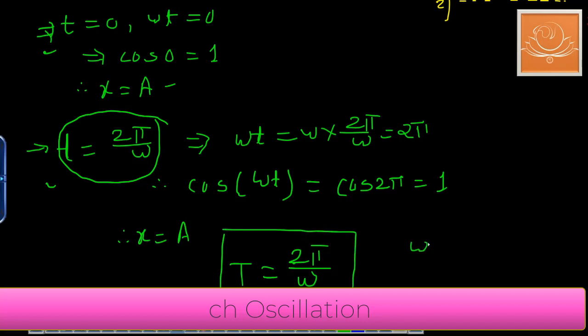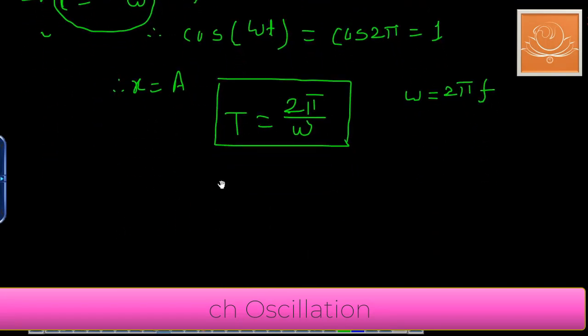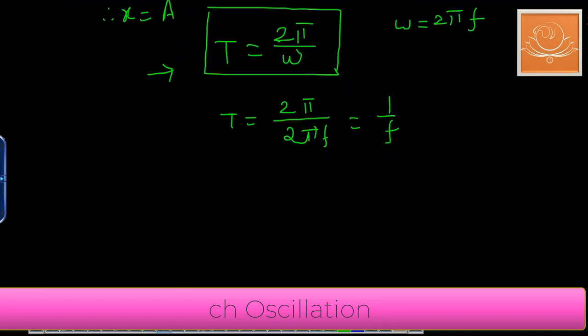Now see, this omega is nothing but 2 pi f. Hence, this equation becomes t equal to 2 pi divided by 2 pi f, which is equal to 1 by f. F is a frequency, because period and frequency are the reciprocals of each other. Now we have to modify this equation for the period of simple harmonic motion. See, from definition of simple harmonic motion and from equation of simple harmonic motion, f equal to minus k into x.